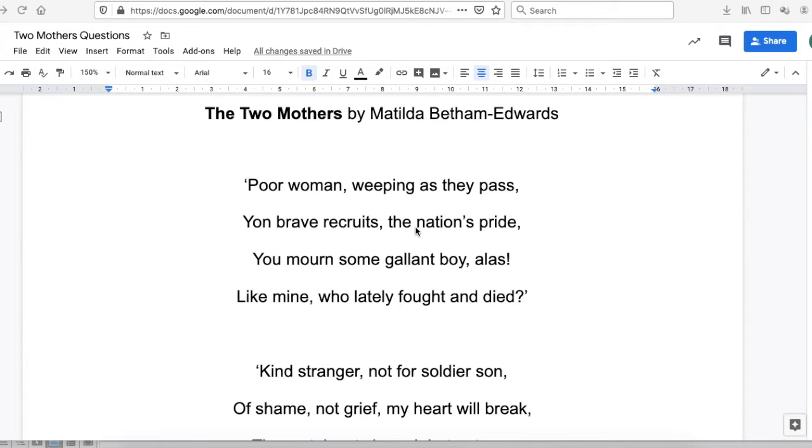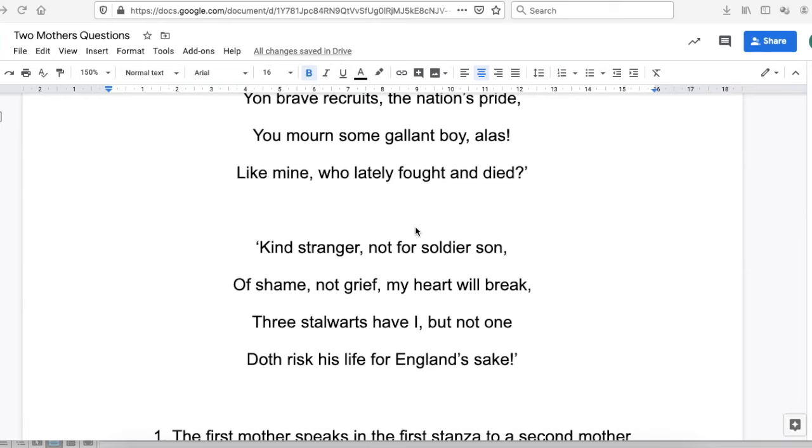The Two Mothers by Matilda Betham Edwards. Poor woman, weeping as they pass yon brave recruits, the nation's pride. You mourn some gallant boy, alas, like mine, who lately fought and died? Kind stranger, not for soldier son of shame, not grief my heart will break. Three stalwarts have I, but not one doth risk his life for England's sake.